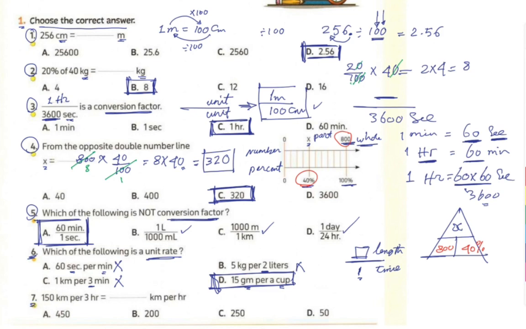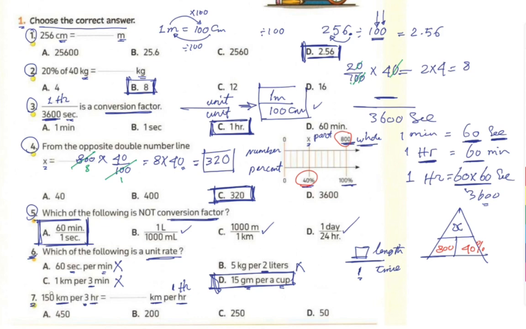Last, point 7: 150 kilometers per 3 hours equals what, kilometers per 1 hour? We have the same units here, kilometers and hours. I have 150 kilometers per 3 hours, but I need per hour, that means 1 hour. In 3 hours we have 150.